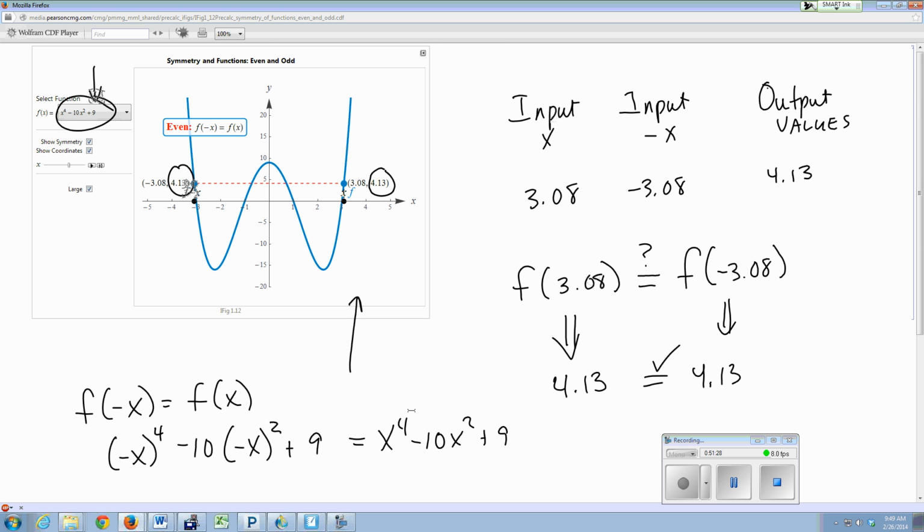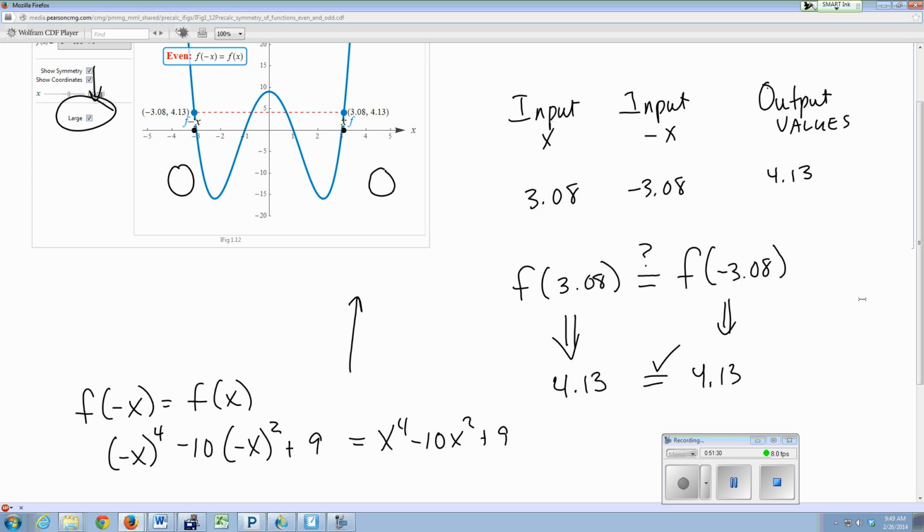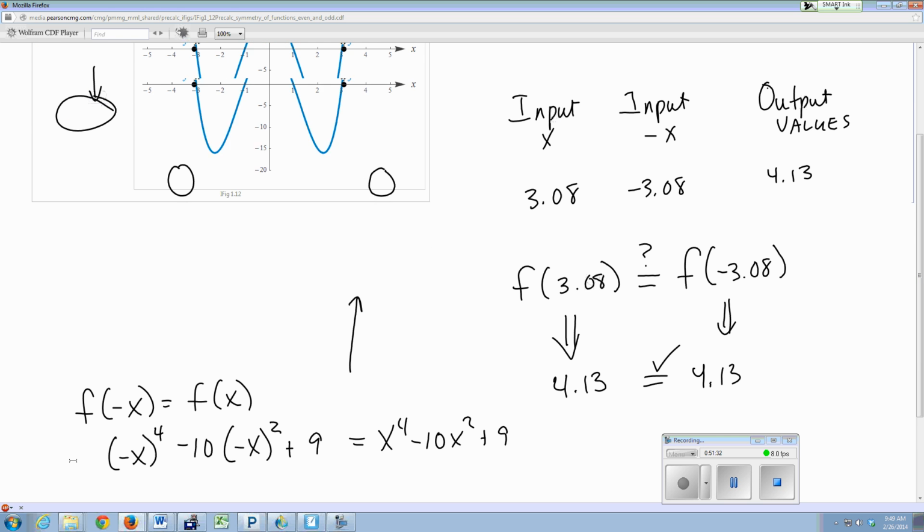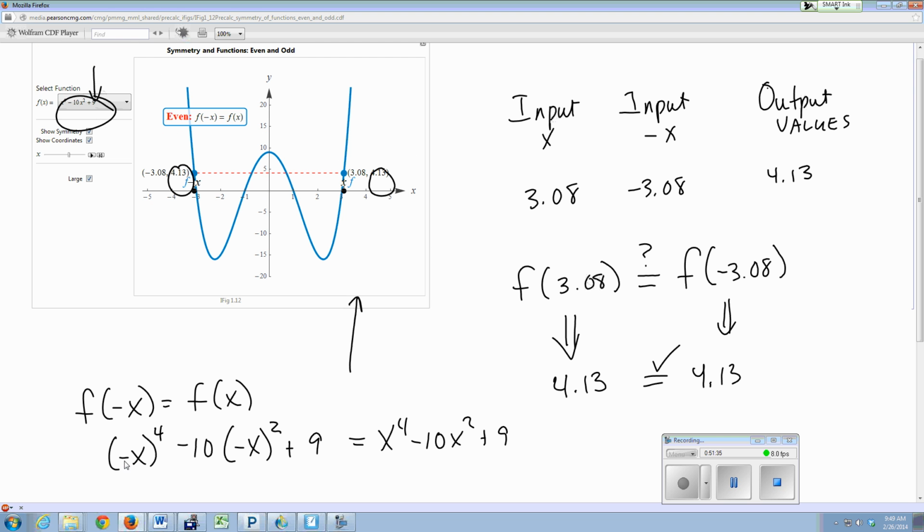So does the left side equal the right side? That's the question. Negative x to the fourth is what? x to the fourth, because this has a negative 1 in it, and negative 1 to any even power is 1. So x to the fourth minus 10x squared plus 9 equals x to the fourth minus 10x squared plus 9. So you have now shown that f of the opposite of x equals f of x for all x. That's how you show something's even.